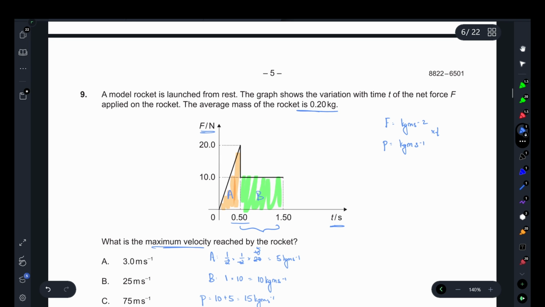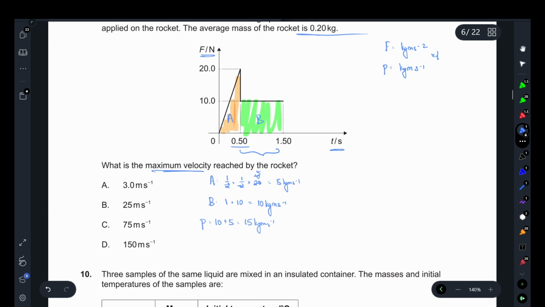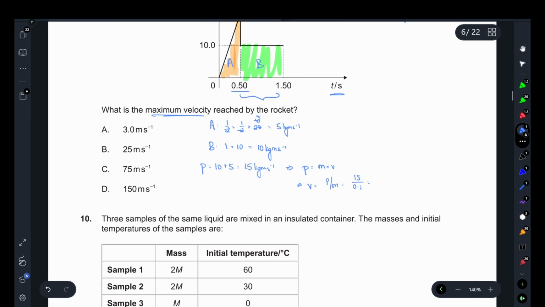Now let's go ahead and look at the mass of the rocket, 0.2 kilograms. So momentum is equal to mass into velocity. Therefore, velocity is equal to momentum by mass, 15 by 0.2, which is equal to 15 times 10 by 2, which is equal to 75 meter per second. Question number 9, option C is the correct answer.